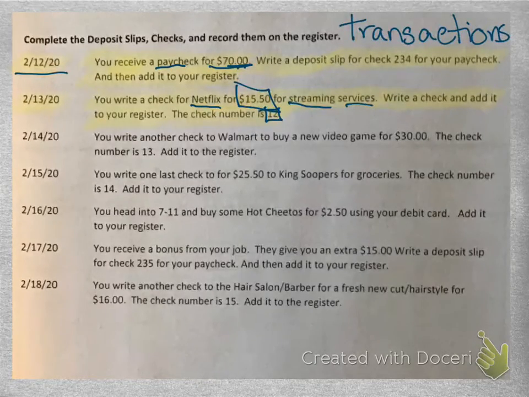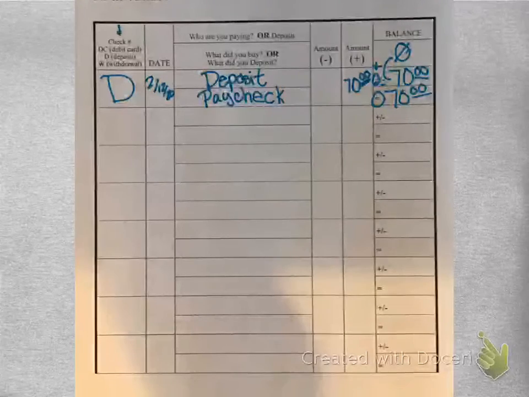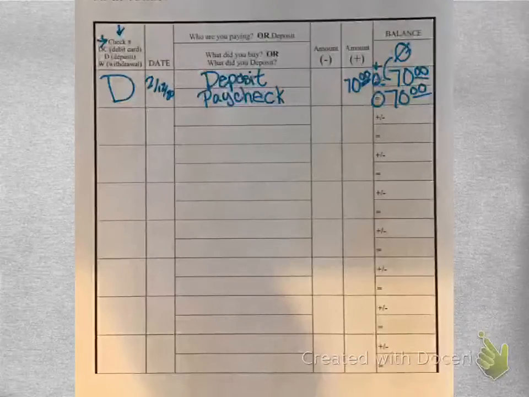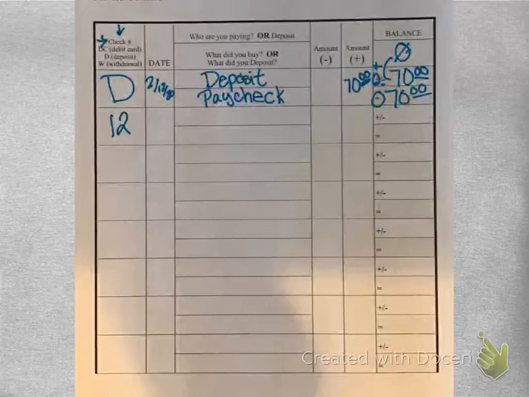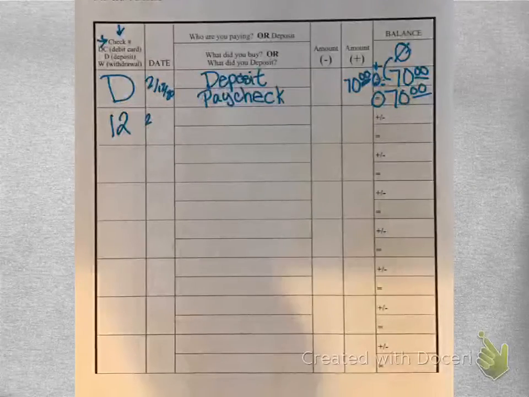So let me go put that on my register. Well, it's not a deposit, so I think I'm going to look down here. What kind of transaction is it? Well, it's a check. And when I have to put a check in, I'm going to write the check number in this area right here. So this was check number 12. So I'm just going to put 12 right there. And this transaction happened on February 13th of 2020.